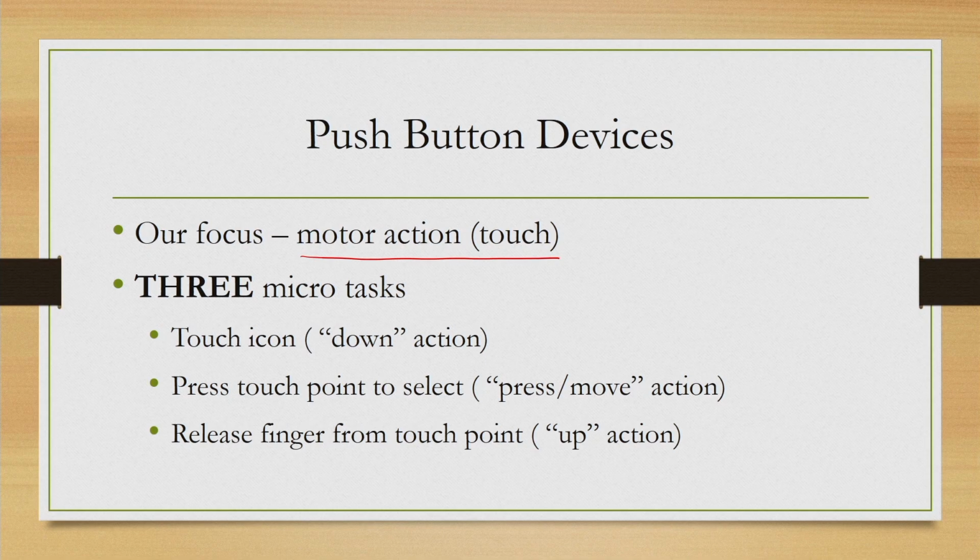Now, in order to perform a tap to select an item on a screen, what are the micro level tasks that we do? There are 3 tasks that typically we perform. One is touching the icon, which is often called a down action, then pressing the touch point to select, which is often called a press or move action, and releasing the finger from the touch point, which is called an up action. So, any touch selection involves these 3 actions: down, press or move, and up. Together they indicate the selection of an item.